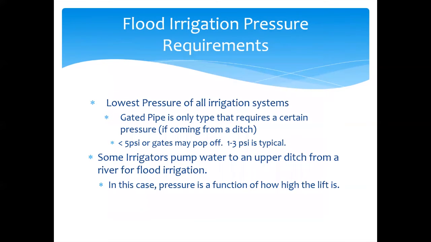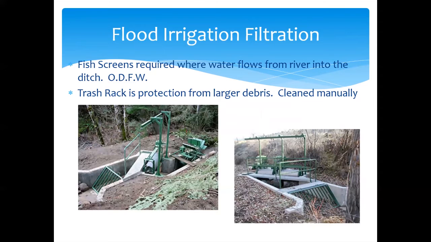Pressure requirements for flood irrigation is lowest pressure. Sometimes you see pumps that pump up from the river into the flood irrigation ditch, but that's still super low pressure. You're just getting water up a little bit. You can use a trash pump. Gated pipe requires a little bit of pressure, but not very much. You got to be able to push water out of those gates. But really, low pressure, lowest energy requirements for flood irrigation. Next one. Filtration for flood irrigation is pretty much minimal, except for the fish screen at the beginning of the ditch. Next slide.